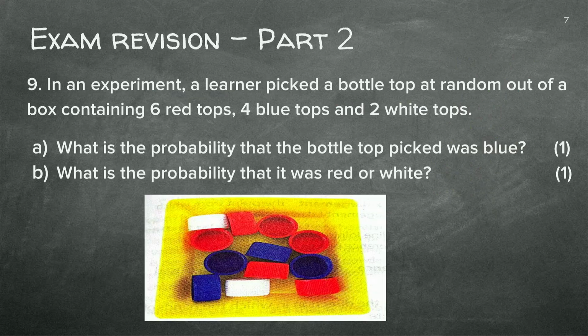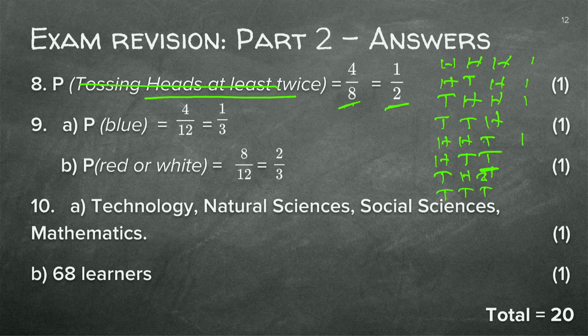Okay, so now we're doing the bottle tops. What is the probability that the bottle top picked was blue? There are 4 blue tops. This is an easy one. So the probability of blue is 4 out of 12, which is a third. And the probability of red or white is 8 out of 12, or 2/3.